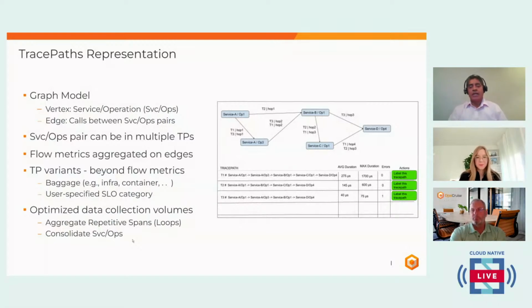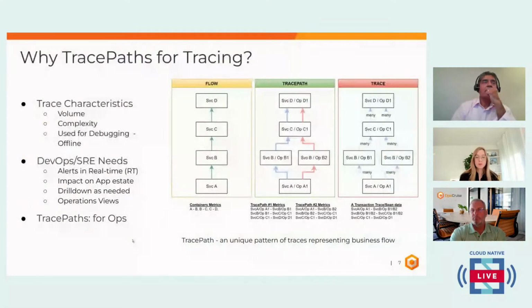So again, just to summarize, and I'll give a couple examples. The way we collect trace paths, and as someone pointed out, this is not specific to the infrastructure. This can work anywhere. It could be running on serverless, on a bare metal machine, on a container, or on a VM, it doesn't matter. We are collecting the unique patterns of traces that represent the business flow.